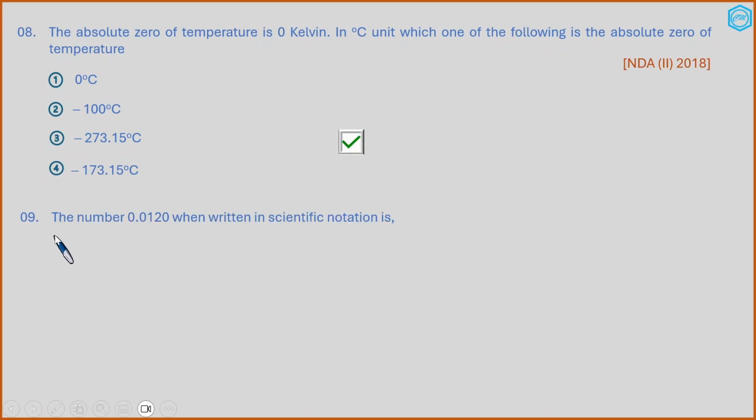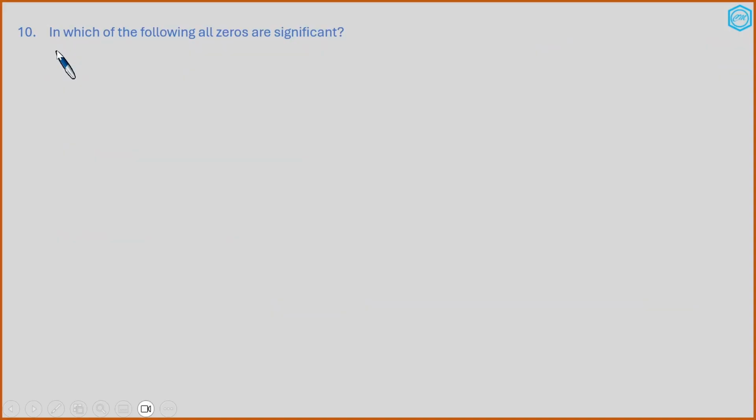Question number 9. The number 0.0120 when written in scientific notation is option 1, option 2, option 3 and option 4. We move the decimal place 2 places towards right. So the answer is 1.20 into 10 raised to minus 2. Question 10.